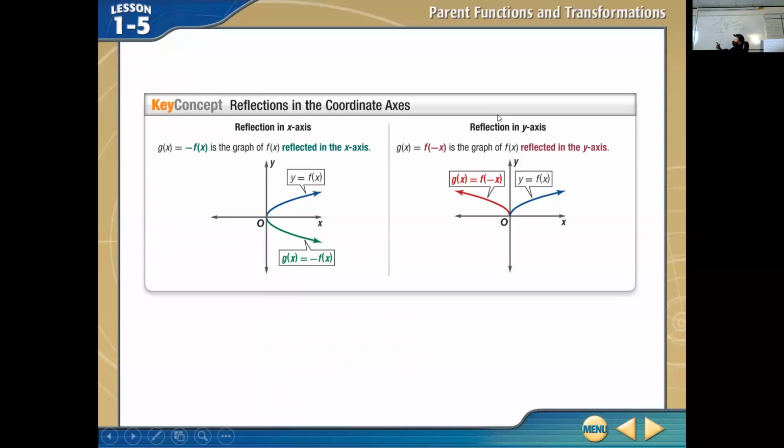Okay, a reflection about the y-axis is when it's on the inside. So g of x is equal to f of a negative x. Is the graph of f of x reflected in the y-axis? So it takes it from the right to the left. So inside, y-axis, outside, x-axis.